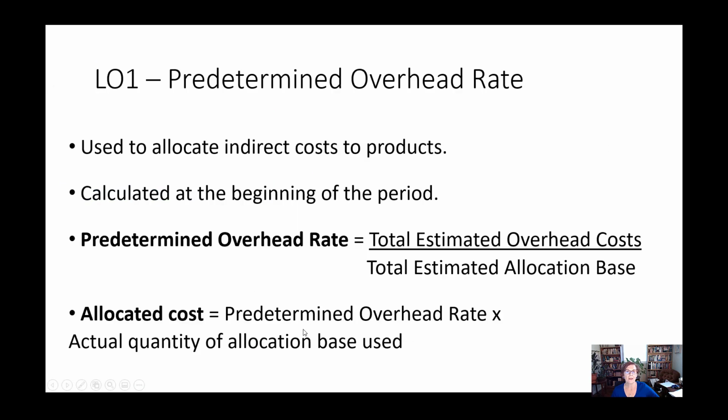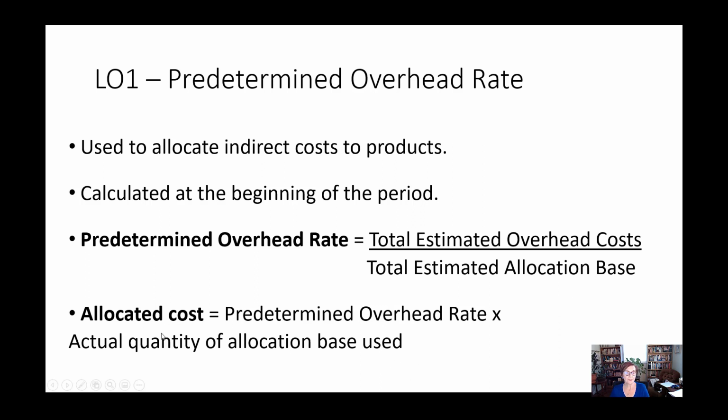costs. Remember that in the last chapter, we used a predetermined overhead rate to allocate our indirect costs to products. And we do this at the beginning of the period because remember, companies need to know how much a product costs them so they know how much to charge their customers. They can't wait until the end of the period in order to get the actual numbers, so we use estimated numbers. The predetermined overhead rate is calculated as you see, which is total estimated overhead costs divided by the total estimated allocation base for the year.